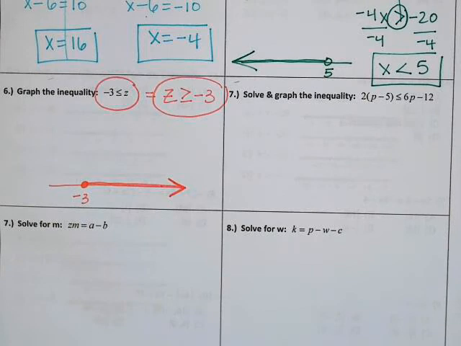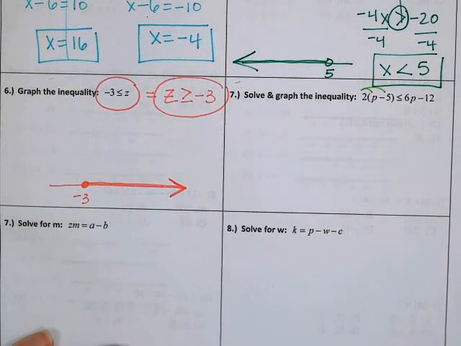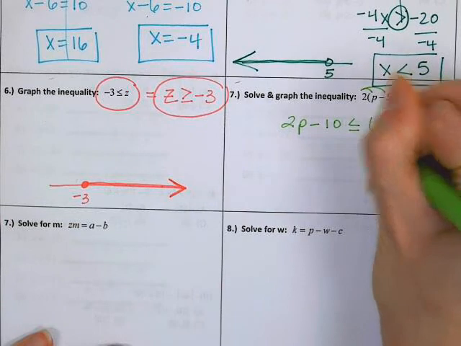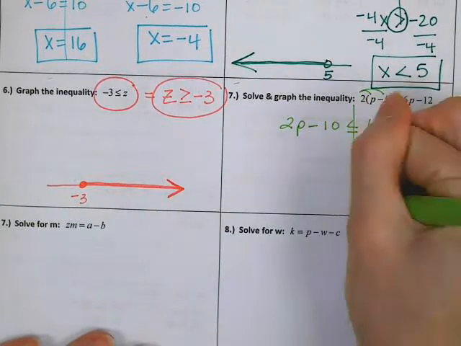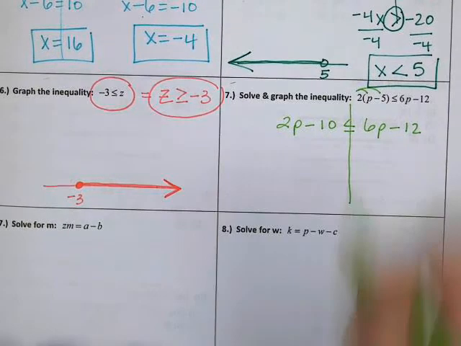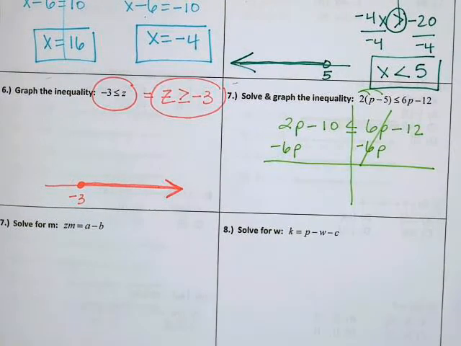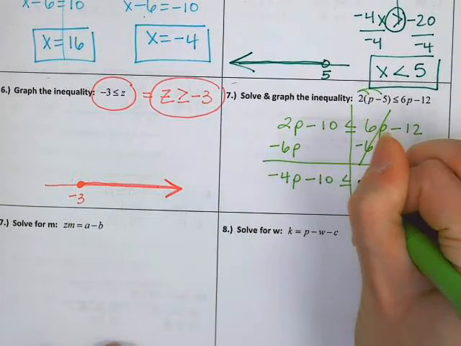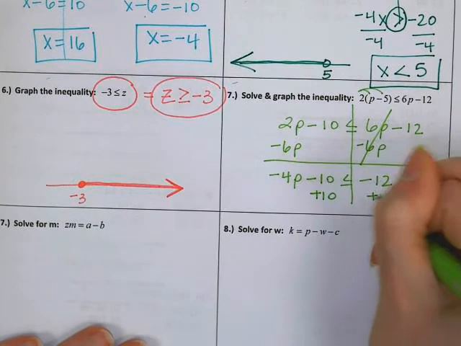And now we're on the slightly more complicated, where maybe you have to distribute first. So this would be 2p minus 10 is less than or equal to 6p minus 12. And then we got to get all the p's on one side and all the constants on the other side. And you guys can pick. I'm going to subtract the 6p over here. So now I'm at negative 4p minus 10 is less than or equal to negative 12. But then I got to bring the 10 by adding over here.